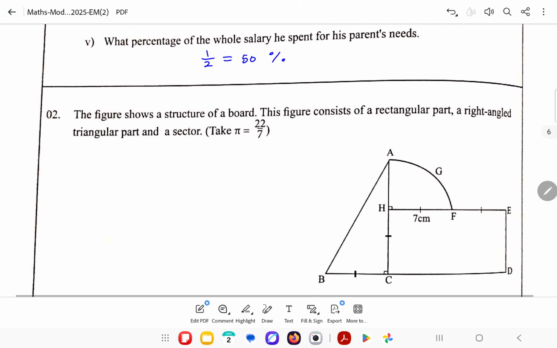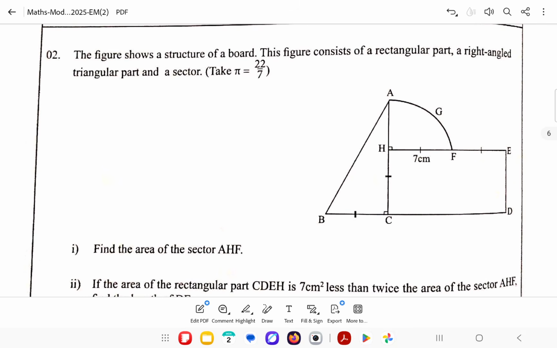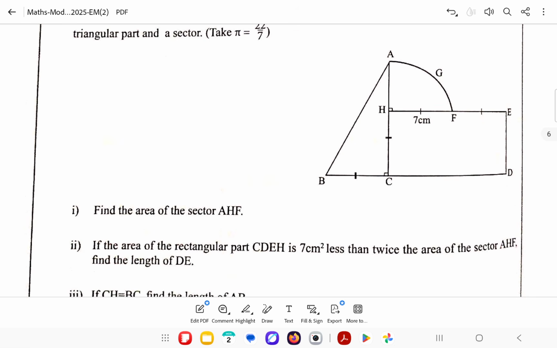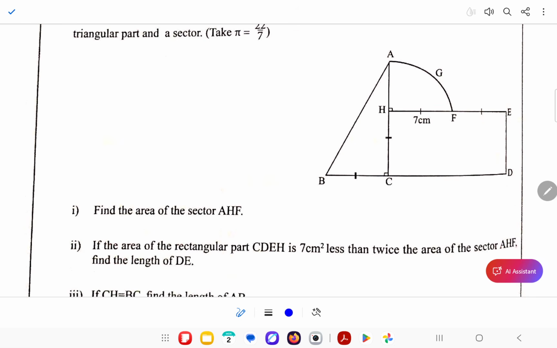Right. Then let's look at question number 2. The figure shows a structure of a board. The figure consists of a rectangular part, a right angle triangular part, and a sector. Find the area of the sector. So this is a quarter circle, right? AHF is a quarter circle, 90 degrees, no? So that means pi r squared over 4.